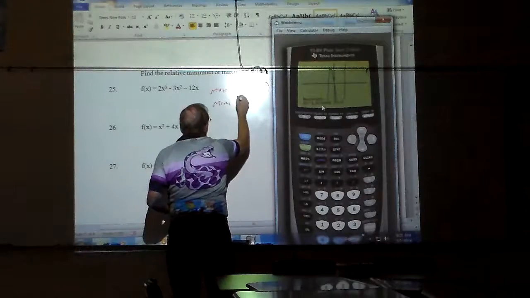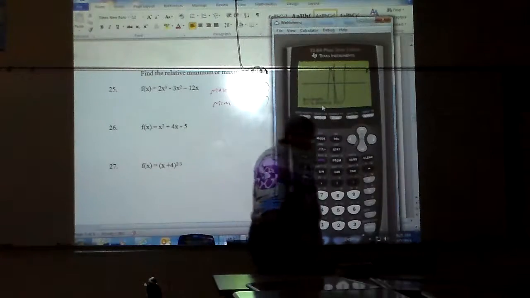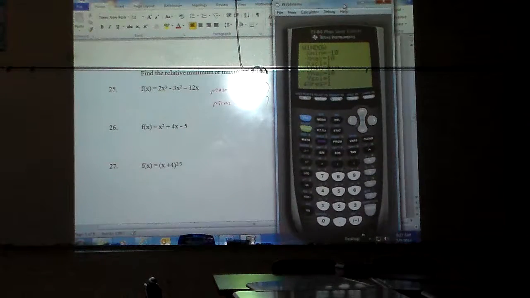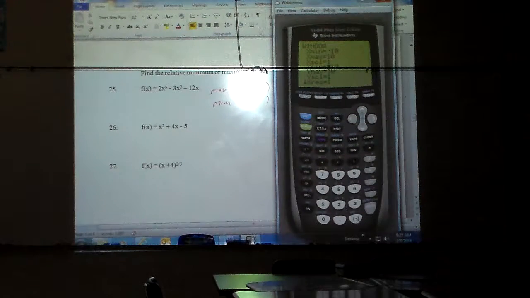So let's see where the minimum occurs. In order to do it, it goes below my screen. So what I'm going to do is this. My y value is down there. I'm going to go to my window, and I'm going to change my y value minimum only. Let's try pulling that up a little bit. Let's try -20, and hit graph and see what happens.